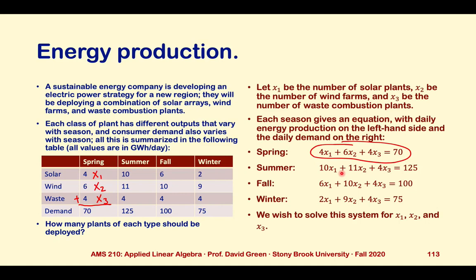We are hoping to solve this system for each of these variables. If we can do that, we have a strategy that would exactly produce the amount of power for the given demand each season. We don't want to produce more, it's wasteful. We don't want to produce less. If you don't satisfy demand, you lose customers, and you can't provide the service needed by the region.